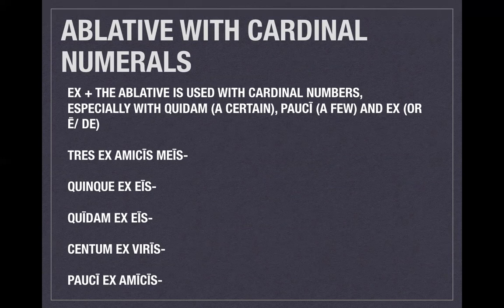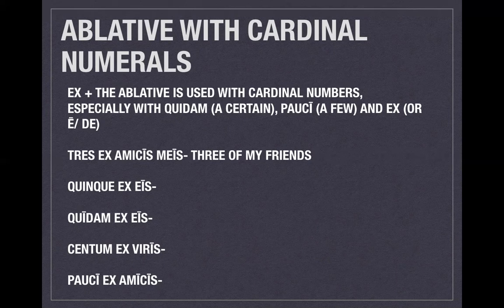So this first one, tres ex amicis meis. So it's how many of my amigos? Three of my amigos. So you could say like three from out of my friends, but that sounds kind of weird, right? So just say three of my friends. So this is a case where we use of, but we don't actually have any genitives. This is just a number, then the preposition ex, and then an ablative. But you want to translate it as of.